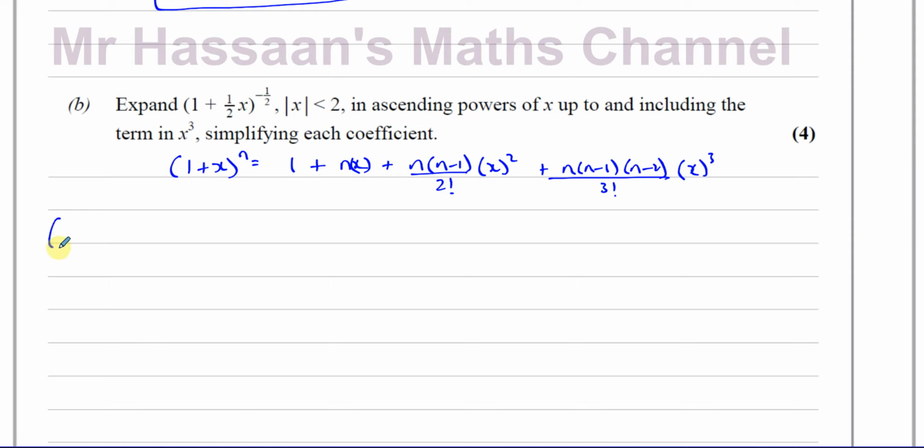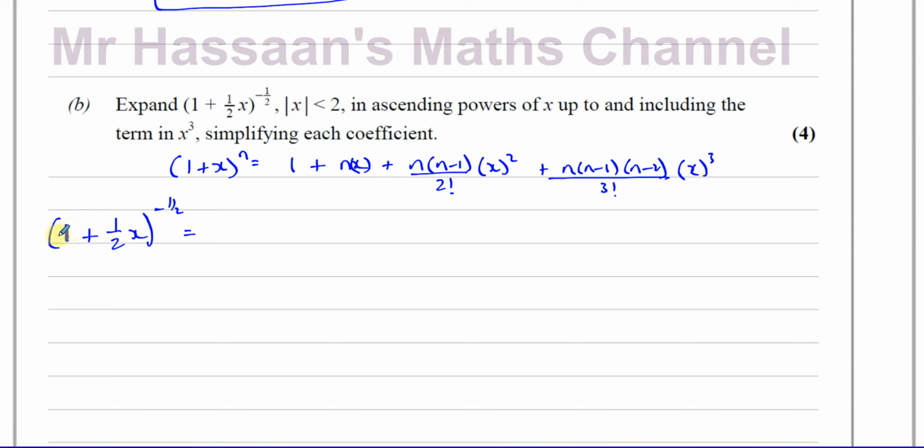All right, so here we have 1 plus a half x to the power of negative a half equals. So you have 1. And by the way, this formula only works if there's a 1 in this position here. It has to be a 1 here. If it's not a 1 here, we have to make it a 1. In this case, we don't have to worry about that because it is a 1.